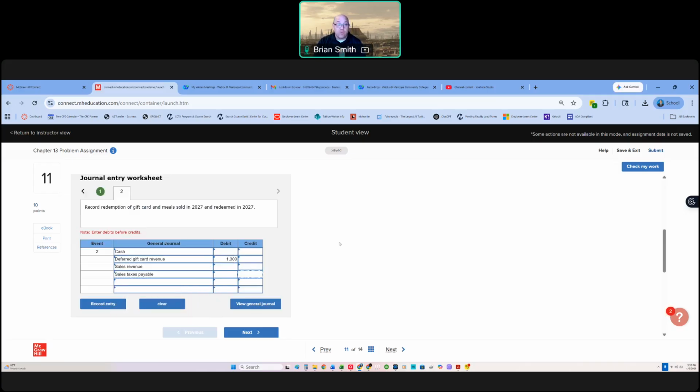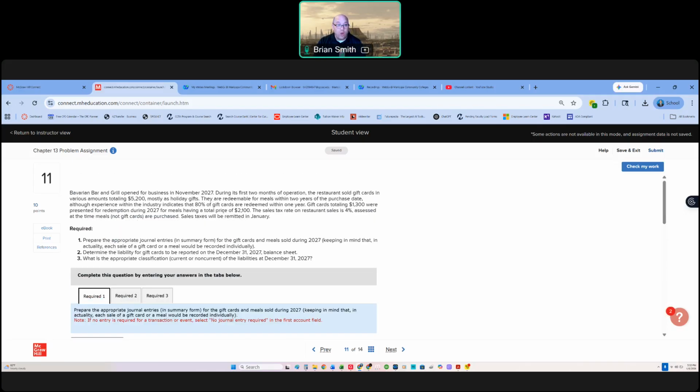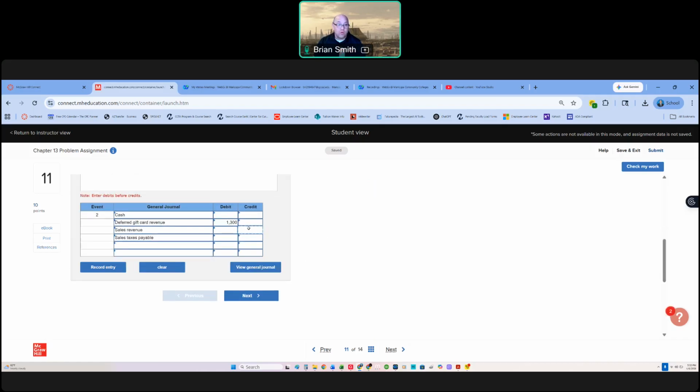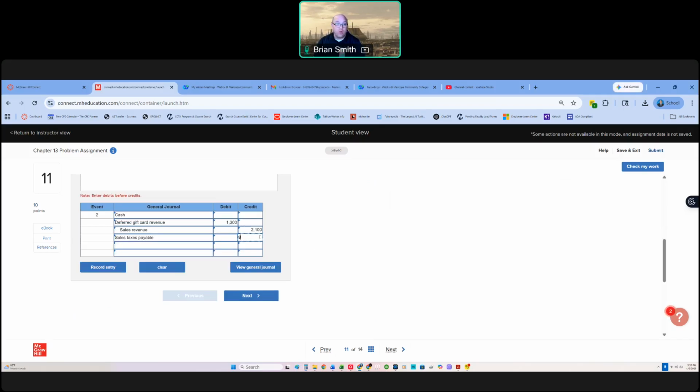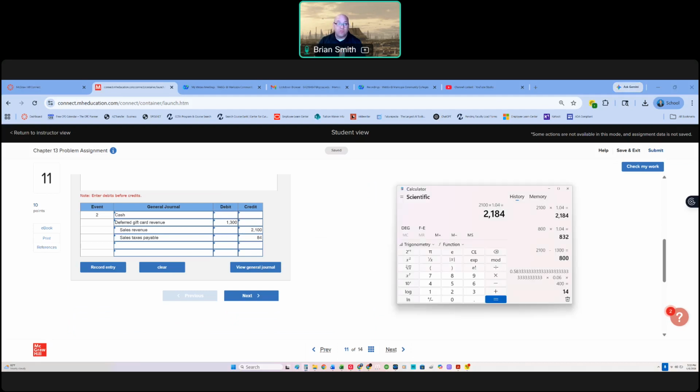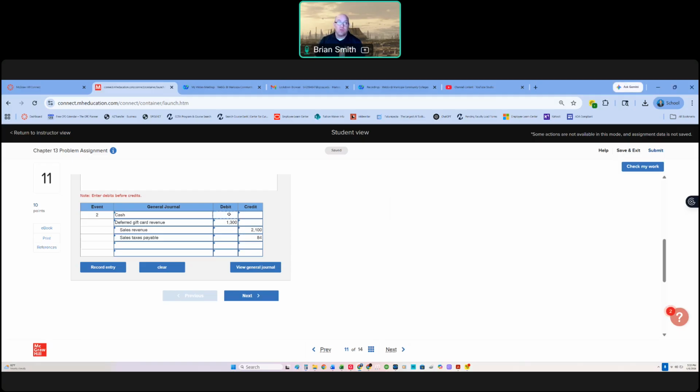So the amount we actually sold was 2,100, and calculated with tax it's 2,184, so the sales tax is 84. What plugs the difference is cash: 2,184 minus 1,300 is 884. That's what it is.